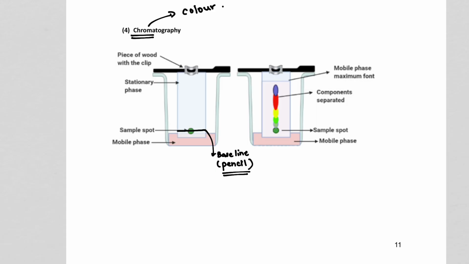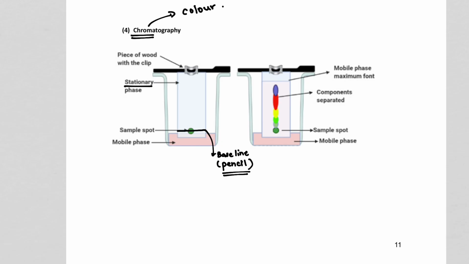Now this is called the stationary phase. The paper in paper chromatography is called the stationary phase. Stationary means that it stays fixed. It does not move. It's a fixed part of the chromatography.